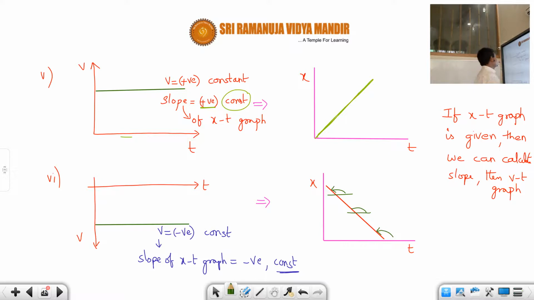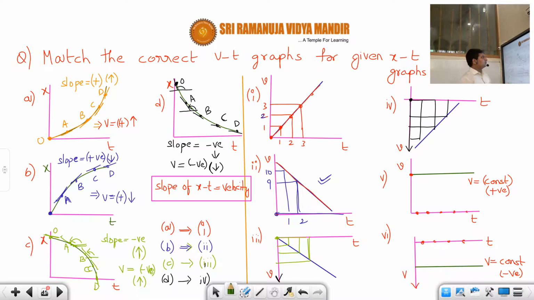Okay, students. So this is the shape of the xt graph. When xt graph is given, how to get vt graph, and at the same time I also told in the last two cases, if vt graph is given, how to tell the xt graph. Correct or not, students? Even in the previous problem, suppose VT graphs are given, how to get XT graph? Here just analyze VT graph.